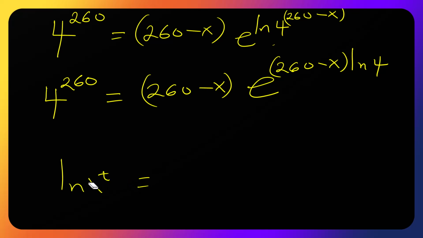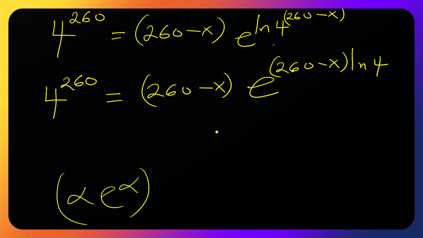Now, let's be very careful here. Remember, we are working towards this: alpha times e raised to alpha. So we have the e here, and what is here must be equal to what is behind. Let's observe this. We have 260 minus x ln of 4, and what is behind is 260 minus x. So something is missing. What is missing is ln of 4 here. So what I will do is multiply both sides by that.